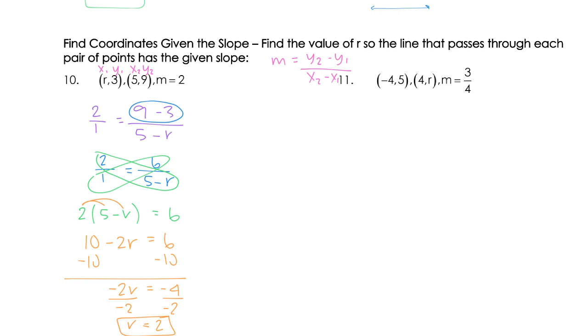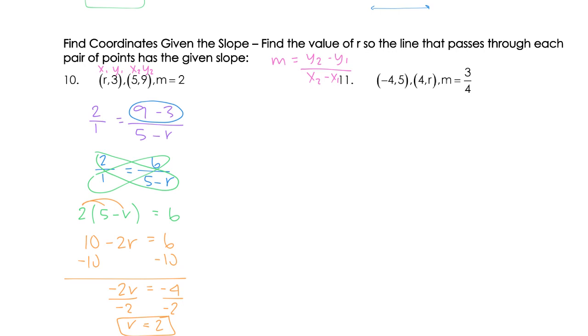Now, a way you can check yourself would be by plugging 2 back in right here. So we know, actually you can plug it in right here. We'll go with this one. So 6 is on top. If you have 5 minus 2, that would give you 6 over 3. And then 6 over 3 simplifies to 2 over 1.